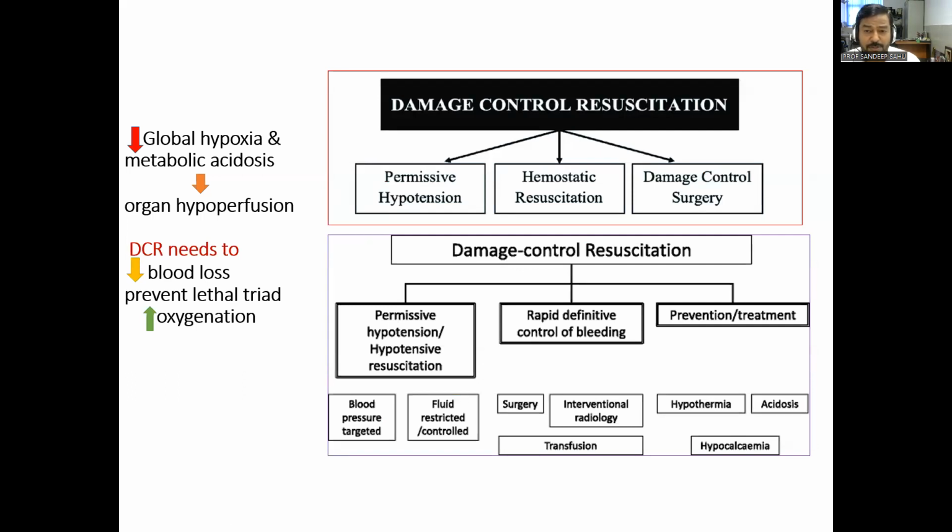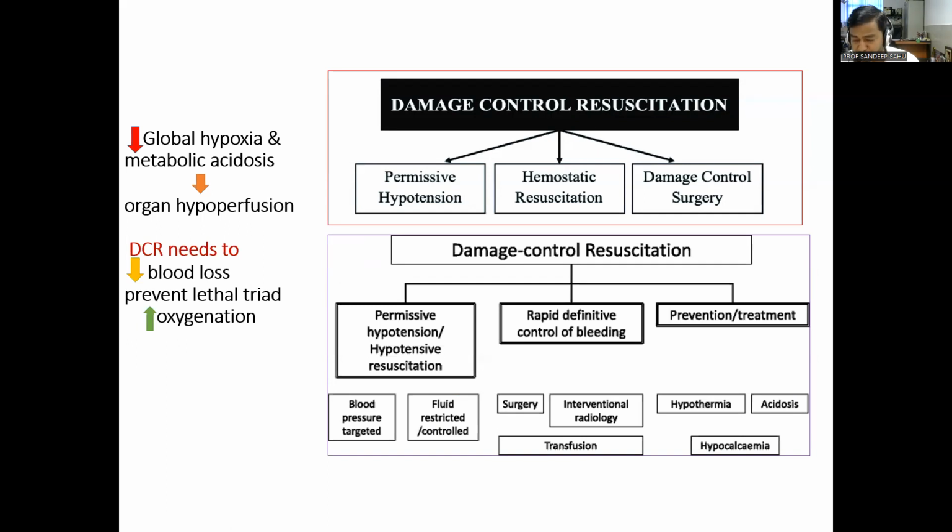Here, the role of damage control resuscitation: we have to decrease blood loss, we have to increase oxygenation, and we have to prevent the lethal triad I have discussed. So permissive hypotension, hemostatic resuscitation and damage control surgery are the goals of damage control resuscitation. We have to target blood pressure, give restricted fluid, and give early blood products, not only PRBC.